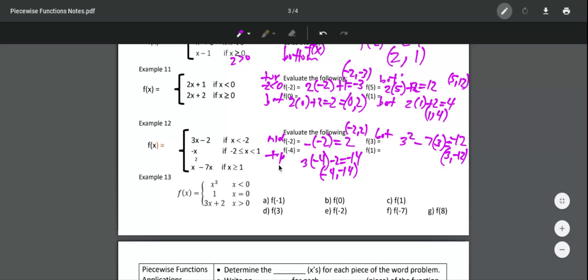And 1 you would normally think falls here, but it really falls here because of the equal sign. So we'd say 1 squared minus 7 times 1. So 1 minus 7 is negative 6, or the point 1, negative 6. All right, you try, pause the video and try these 7 down here, and I'll give you the answers in just a minute.